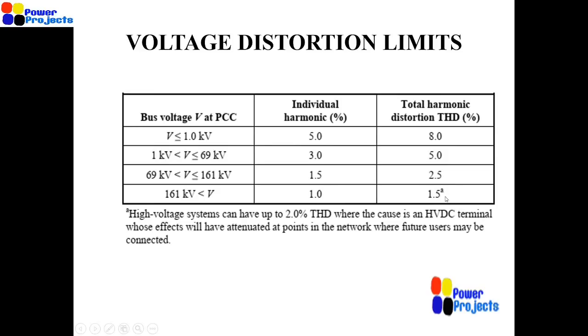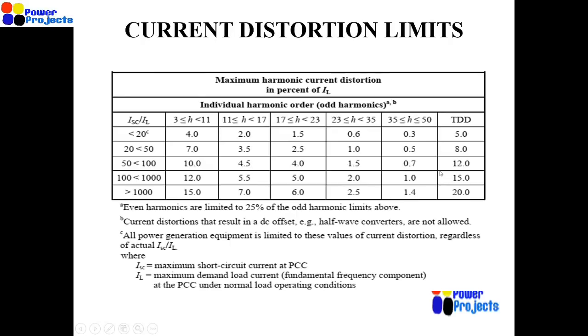Note the asterisk: high voltage systems can be up to 2% THD if there is an HVDC terminal. That means above 161 kV you may have high voltage direct current, HVDC, stations, so it is allowed up to 2%, right? That's voltage harmonic distortion, with the individual harmonic distortion here and the total here. And this is the current distortion limits.